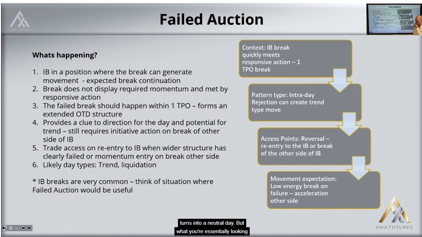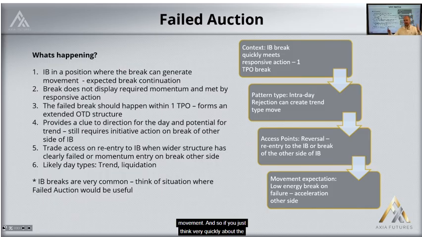But what this essentially is doing is it takes the initial balance move and turns this into an open test drive again. And that's what your failed auction does. So it is a reversal pattern again, but it's a reversal pattern that can then develop into a continuation move. Whereas the elastic band is a finite reversal pattern that takes you back to where it came from, this is a reversal pattern that opens up further movement.